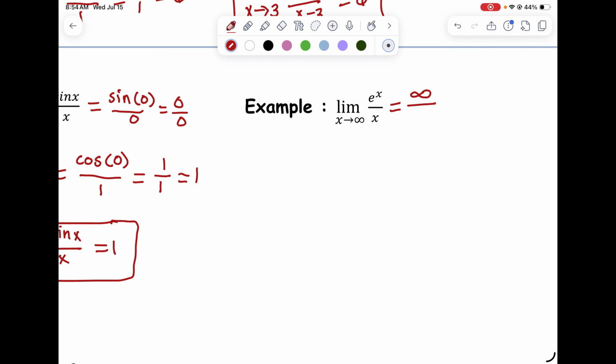Now let's look at the denominator. If we plug in x is 2 here, our answer is going to be 2. If we plug in 10, it's going to be 10.